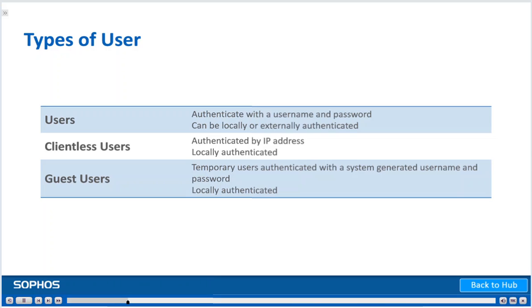Clientless users do not authenticate using a username and password, but instead are identified purely by their IP address. Clientless users are always authenticated locally by the XG firewall. Typically, you would use clientless users to control network access for servers or devices such as printers and VoIP phones. The final type of user is a guest user.